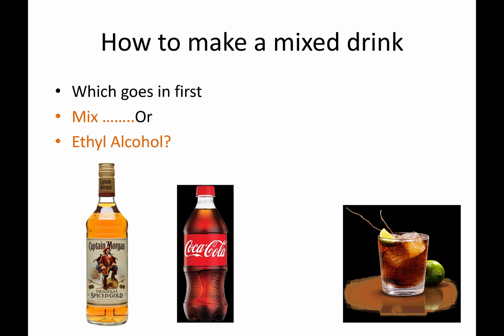Here's a question if you really understand this density. If you were going to make a mixed drink, let's say you wanted to make a rum and Coke, which one would you add first? Ethanol with a specific gravity of 0.785, or the mix, which has a density of a little over 1? Which one would you put in if you were lazy and didn't want to have to mix it up?